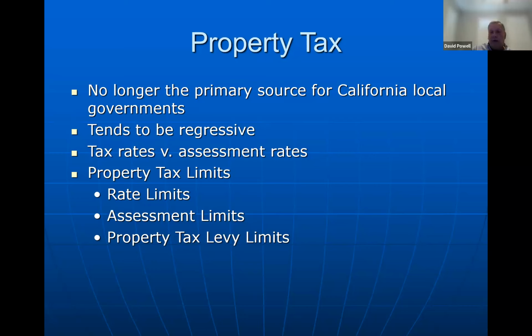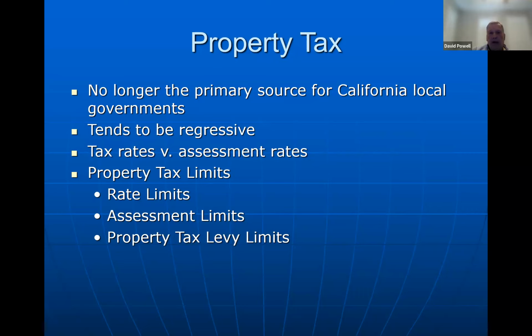So if you have a very expensive home, but you have a relatively low level of income, that disconnect is going to make that property tax very regressive and very unfair for you. The way the property tax works is we calculate the property tax based upon two major criteria. Number one, the tax rate, and number two, the assessment rate. So those are the two components that make up the property tax.